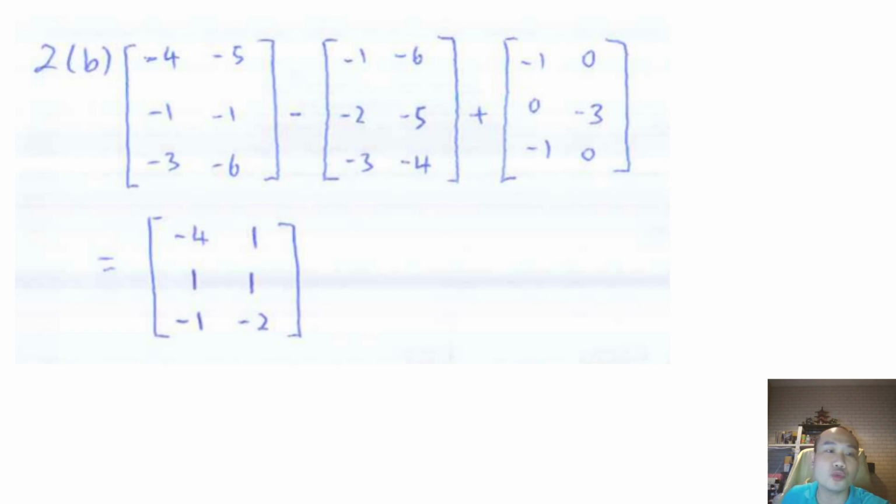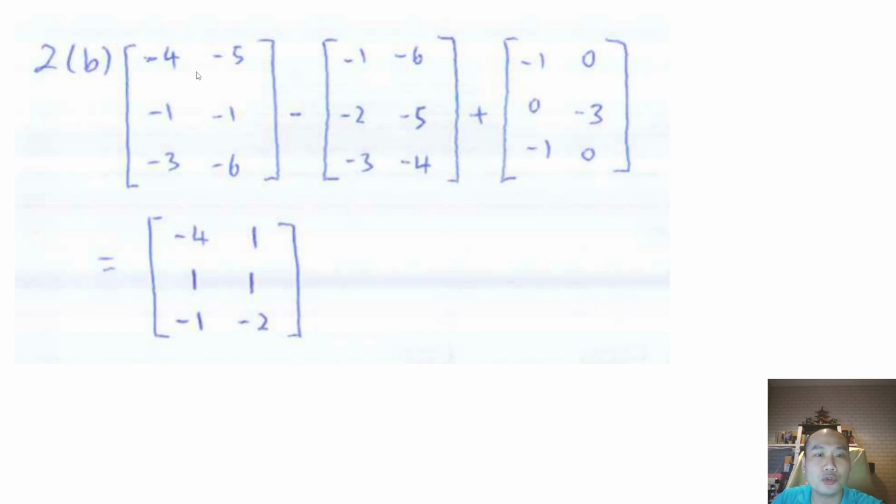The first thing we need to do when we are asked to add or subtract matrices is to check that the order is the same. In this case, all the matrices are fine. They all have 3 rows and 2 columns, so it's a 3 by 2. So we can actually do this.